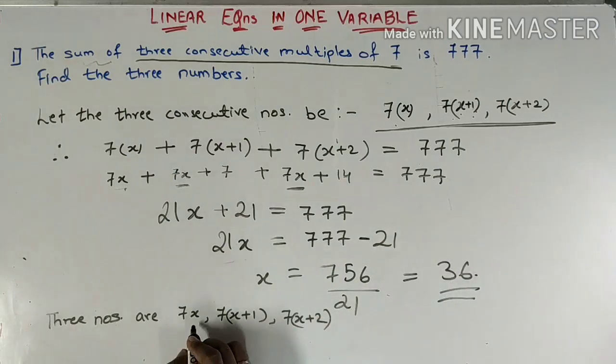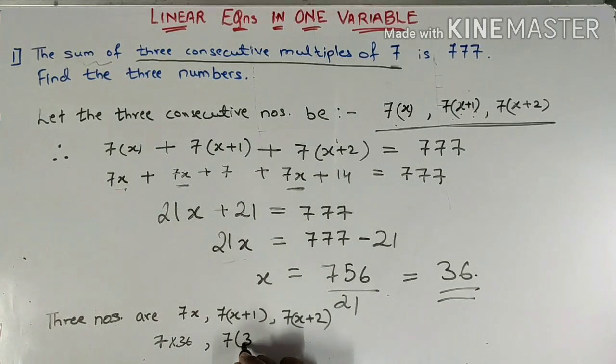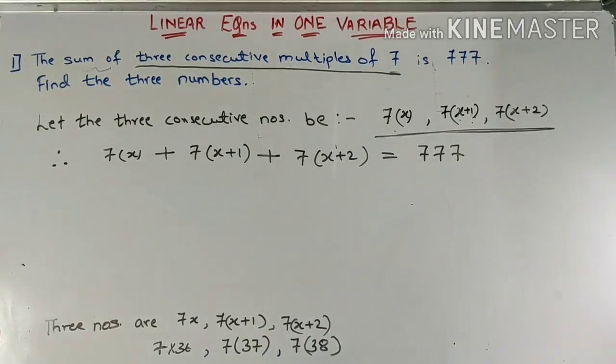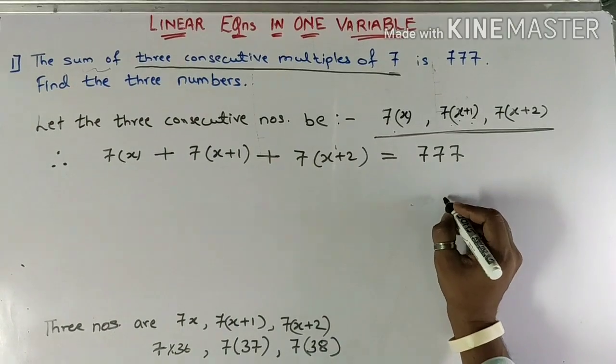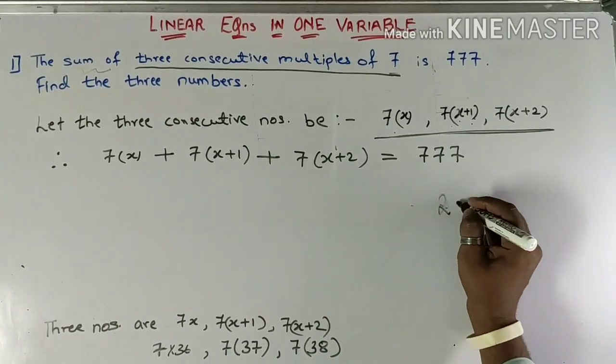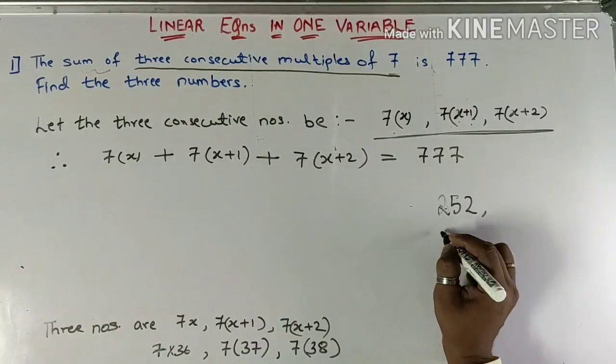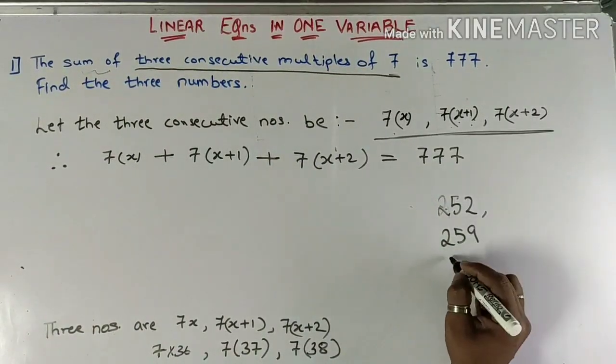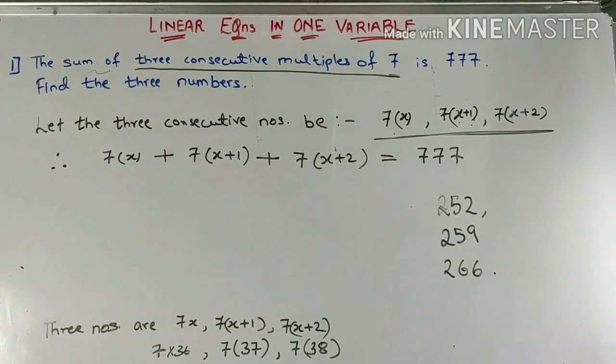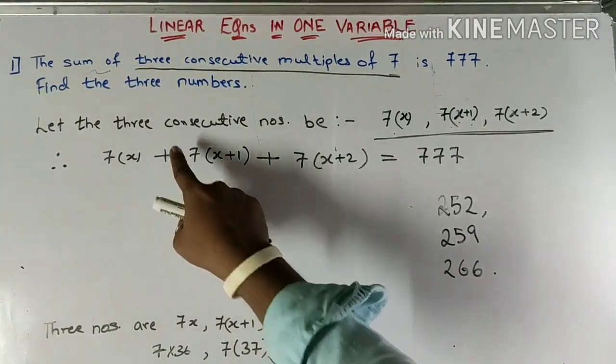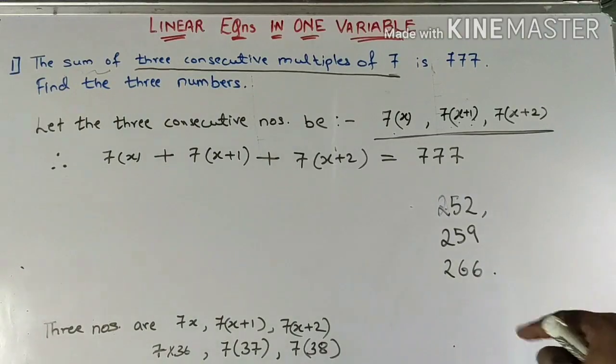So 7, the first number will be 7 into 36. Second number will be 7 into 36 plus 1, that is 37, and the third number will be 7 into 38, because 36 plus 2 is 38. So I have the three numbers as 252, 259 and 266. So the statement will be the three consecutive numbers are 252, 259 and 266.